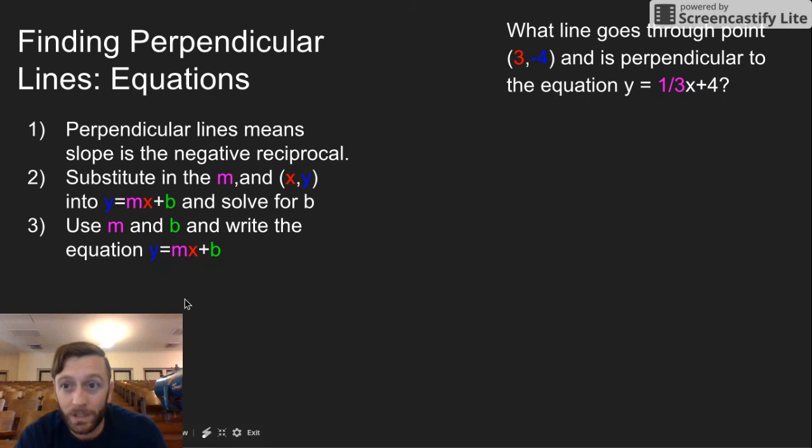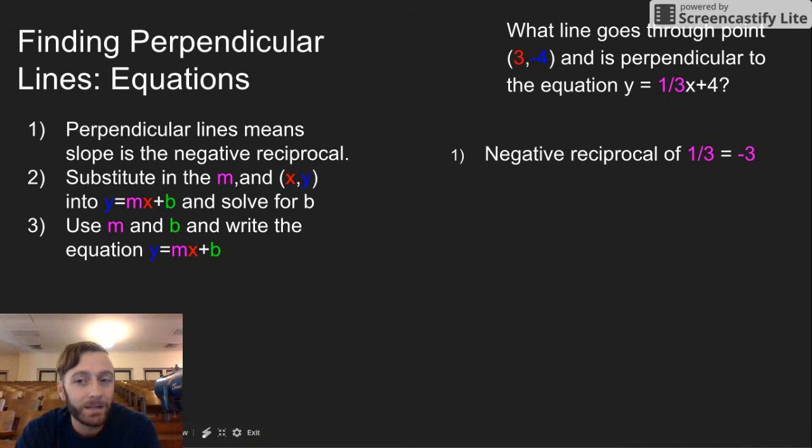Last example, what line goes through the point 3, negative 4, and is perpendicular to the equation y equals 1/3 x plus 4? Go ahead and pause the video here. All right, here we go. What's the negative reciprocal of 1/3? It's going to be negative 3. Reciprocal means we flip it over, so it becomes 3/1, and then negative means we change the sign. It was positive, so we change it to negative.